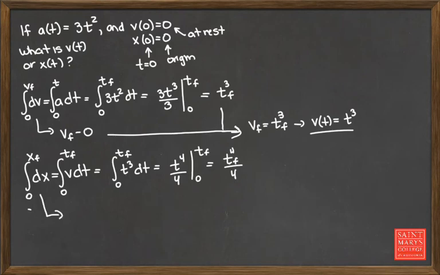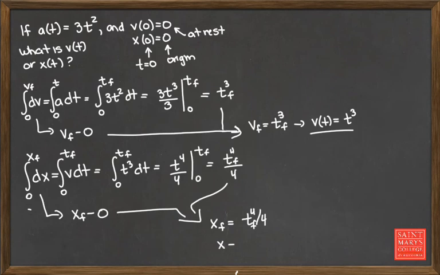This guy, again, is just the final position minus the initial position, which is 0. Putting it all together, it just says the final position is, ignoring units, t to the 4th over 4. If I drop the subscripts, the function is just t to the 4th over 4.